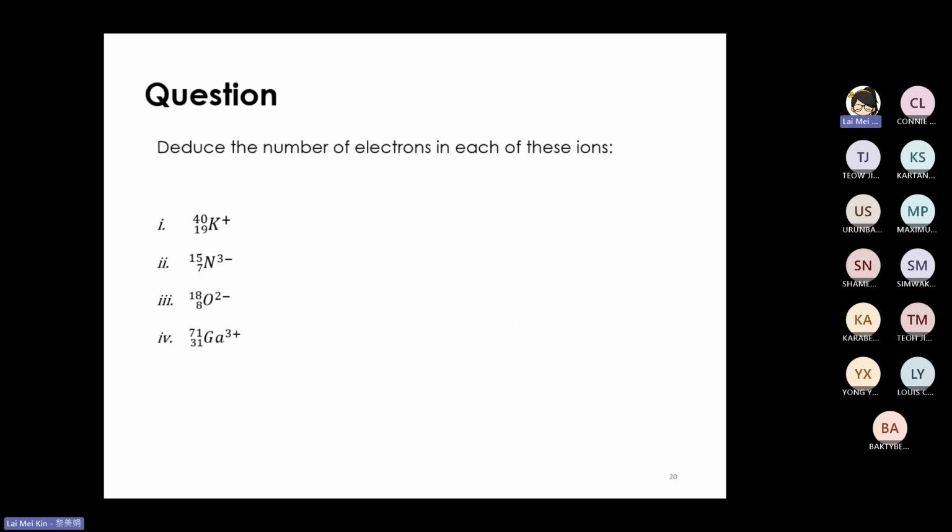Deduce the number of electrons in each of these ions. Again, try this. All done? Okay, hold on.